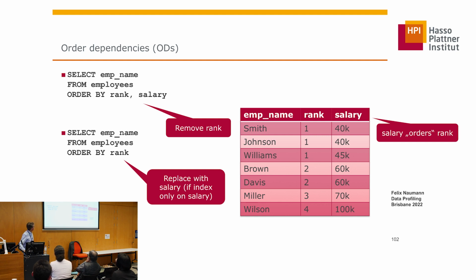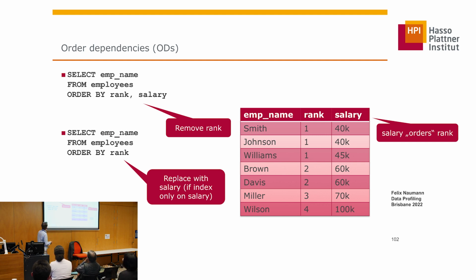I'm not sure if I quite got it, but it's actually quite simple. You don't have to order by rank. You just remove the rank. So it's just a simpler query, right? Because salary already orders them by rank automatically. That's what the dependency says. So a database system will be happy. It will say, okay, great. I don't have to do this complicated order by. I'll do a simpler version of it.